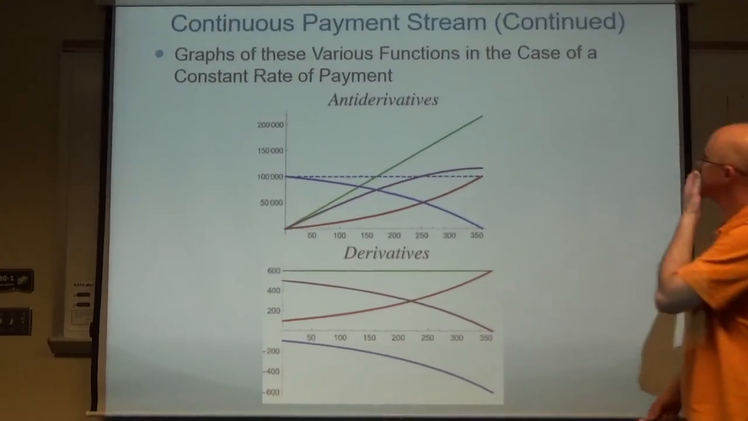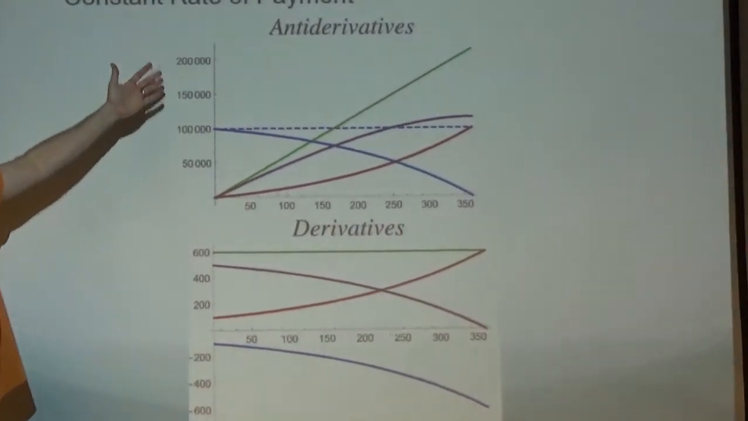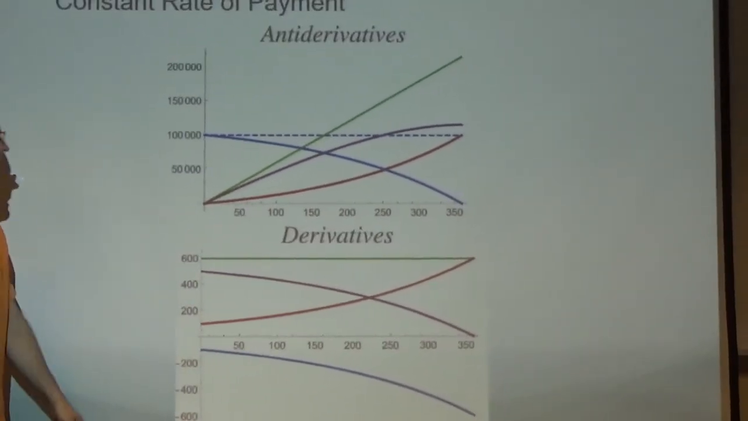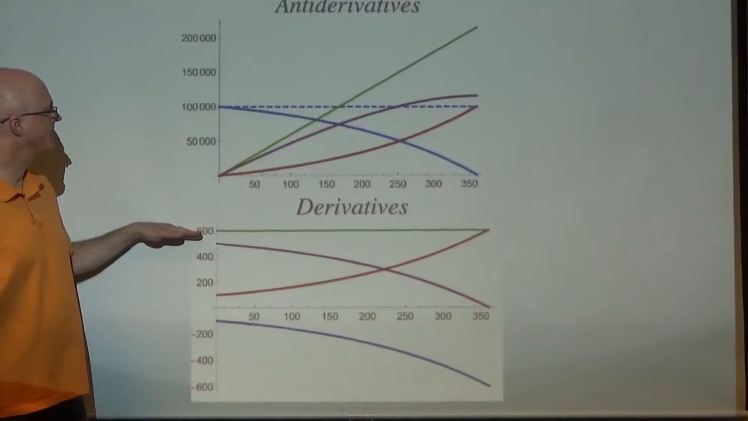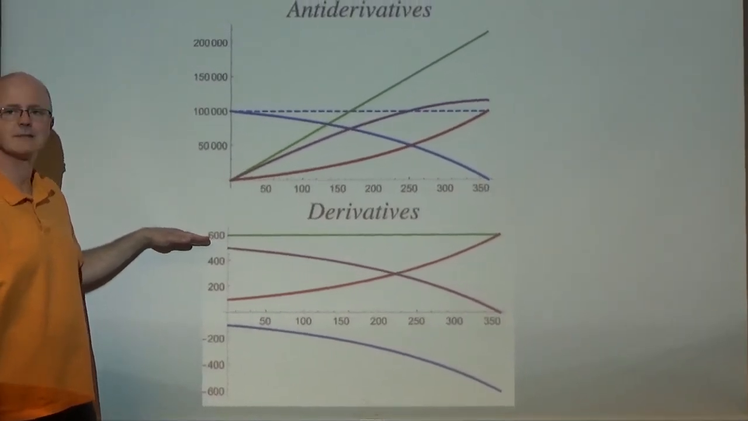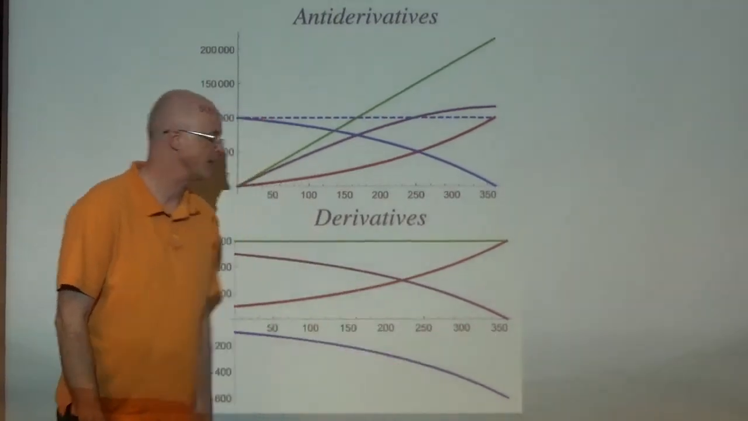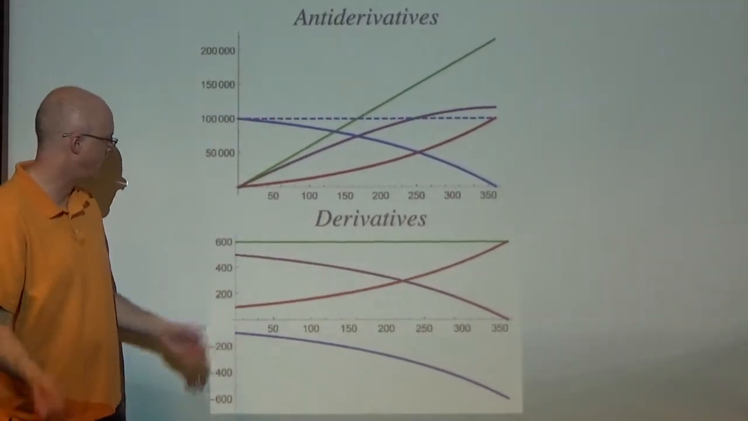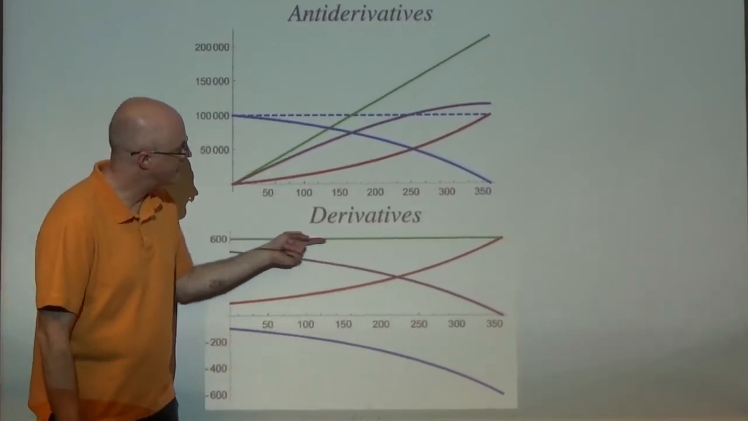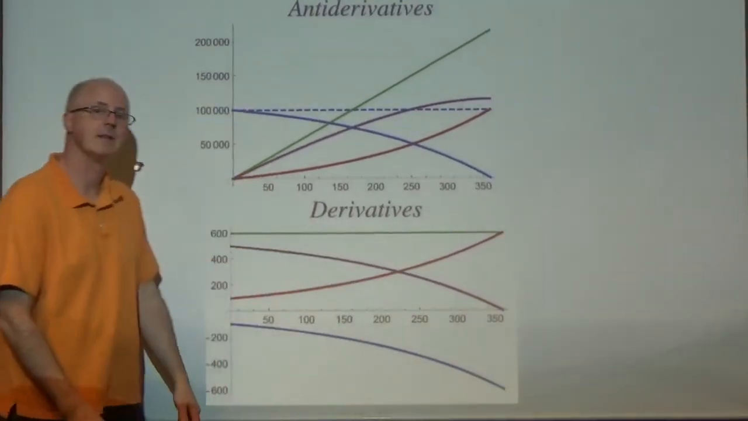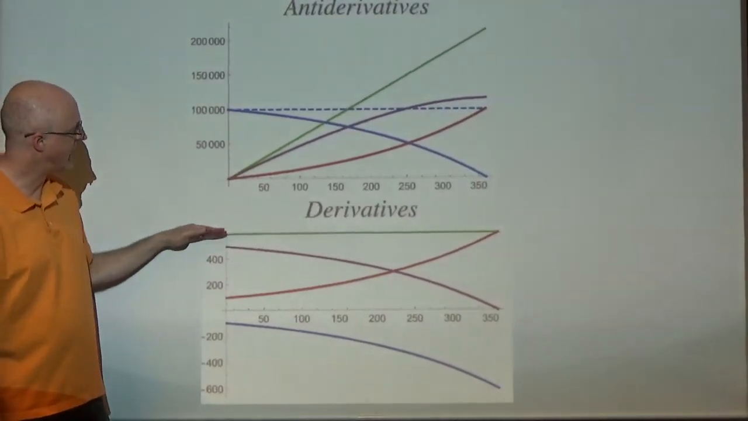Graphs of these functions in the case of a constant rate of payment. I'm labeling these graphs antiderivatives and these graphs derivatives. First look at this green graph that's horizontal. By the way, I believe this was on a loan of maybe $100,000 over 30 years, 360 months. So you can see we're going out to 360 here with an interest rate in the ballpark of, I don't know, 5% or something. KT is your constant total level rate of payment in the typical simple case. So this is the graph of KT here.